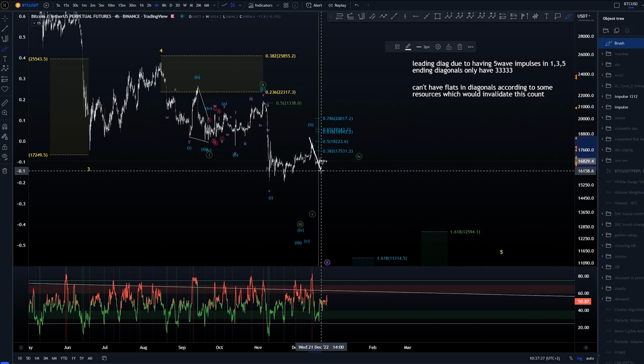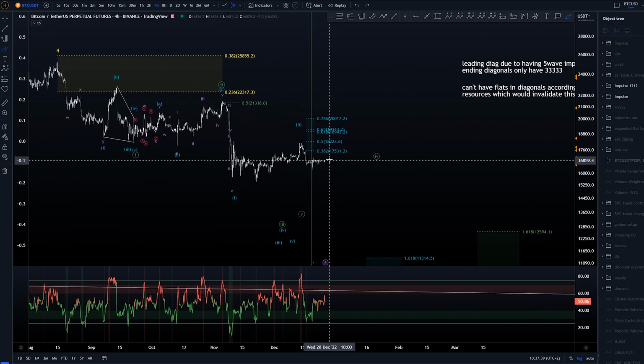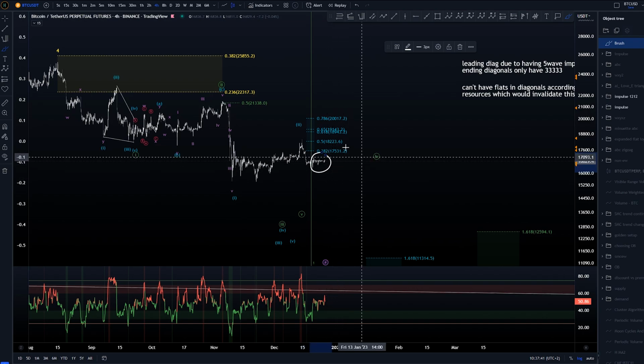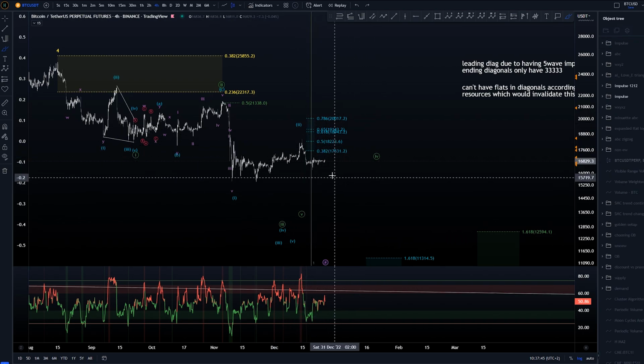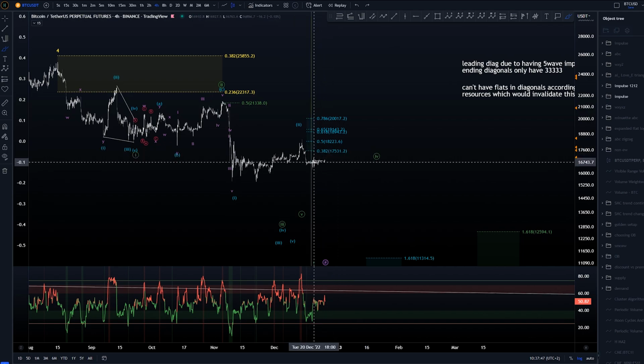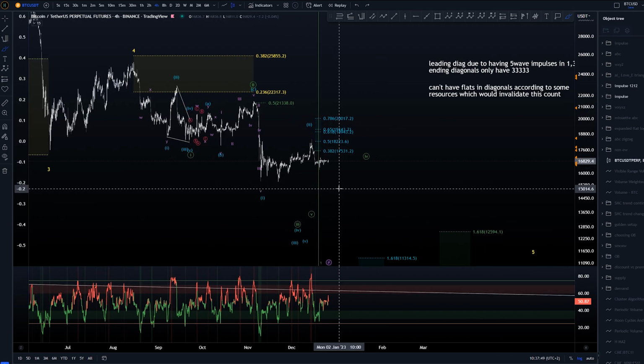At the moment, this does look kind of impulsive to the downside. However, we have been consolidating sideways for the remainder of the previous week whole. So we'll see how this is going to go, and we'll dig into that later on as well.